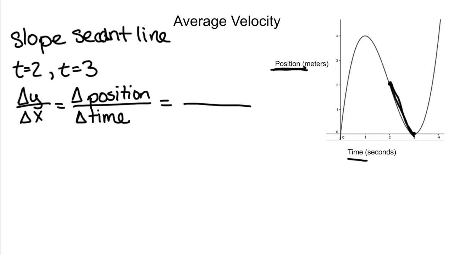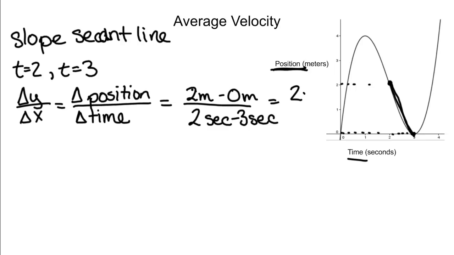For our time, we can either go 2 to 3 seconds or 3 minus 2, either way, but remember that our y and our x have to match up top and bottom. So if we did 2 first, we'd have 2 seconds minus 3 seconds. And since we did 2 first, we have to do f of 2 first, which looks like about 2 meters. And at 3 seconds, we're at 0 meters. So 2 minus 0 gives me 2 meters up top, and 2 minus 3 gives me -1 seconds on bottom. So my average velocity between 2 seconds and 3 seconds is -2 meters per second.